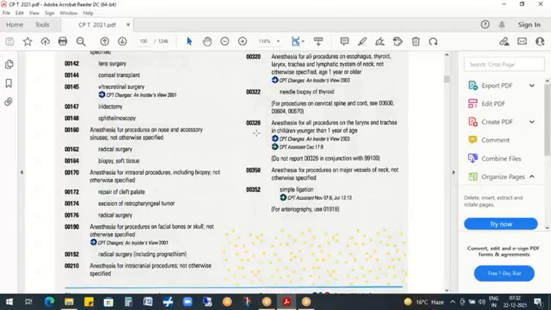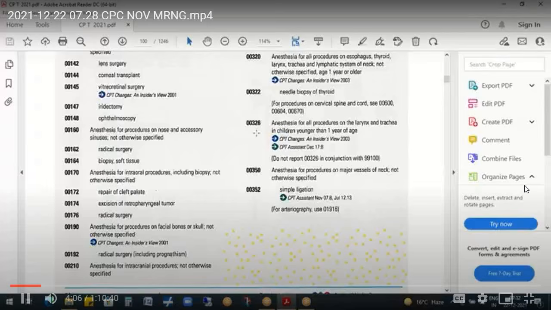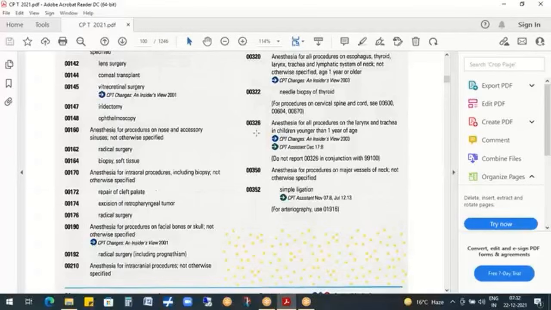Susmita, can you read the code 00174? 00174. Anesthesia for intraoral procedures, including biopsy, excision of retropharyngeal tumor. Now, understood everyone? The common description is up to the semicolon, followed by the incomplete description of the code. The total description of the code 00174 starts from anesthesia for intraoral procedures including biopsy, excision of retropharyngeal tumor.